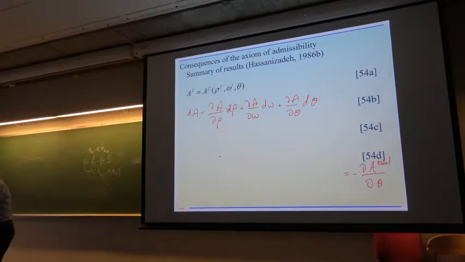Because the dA d rho I derived already. I showed you just a minute ago that this is equal to P over rho squared. I don't know what this is.